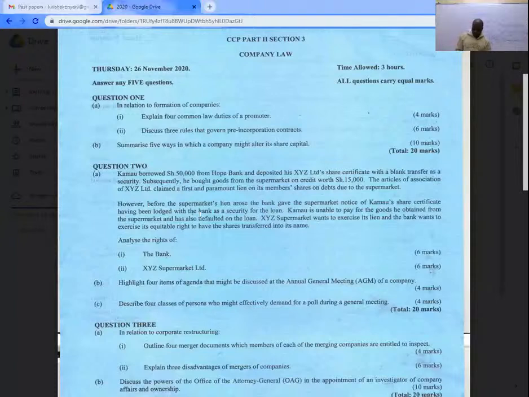Then you simply say, since Kamau has defaulted on the payment, the bank will be given priority over XYZ Limited.